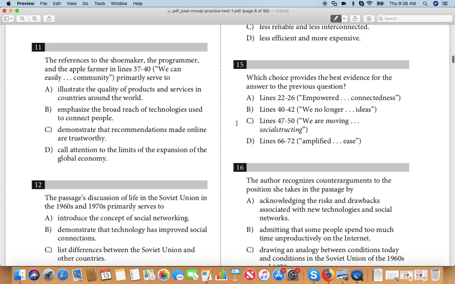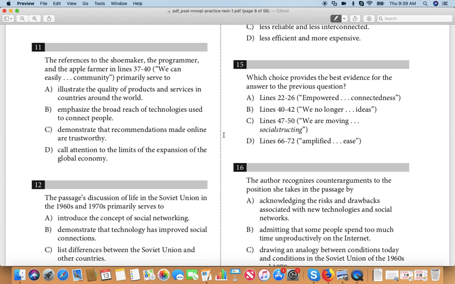Now, this is interesting, right? Because A and B both seem to be true. But we've got to find out, especially given the context, what the references primarily serve to do. Okay, but A and B both look pretty good. We'll come back to decide between those two. Go ahead and read C, though.